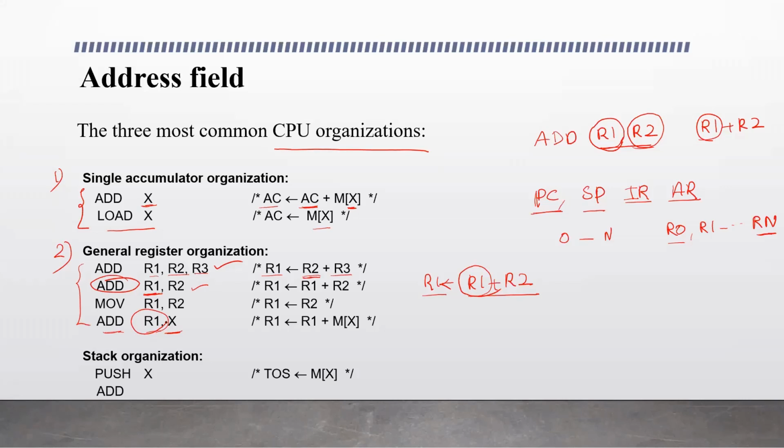So in this type of organization, the second type, general register organization, uses these general purpose registers for storing the data and result in the processor. These types of instructions may have 3 addresses or 2 address fields.